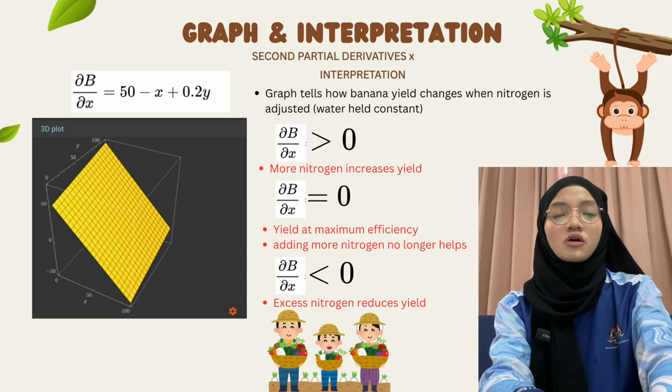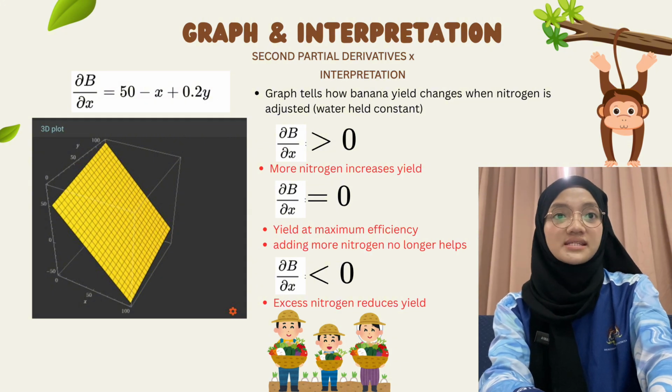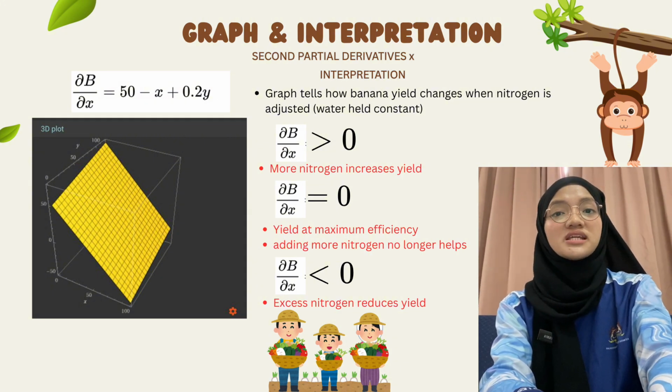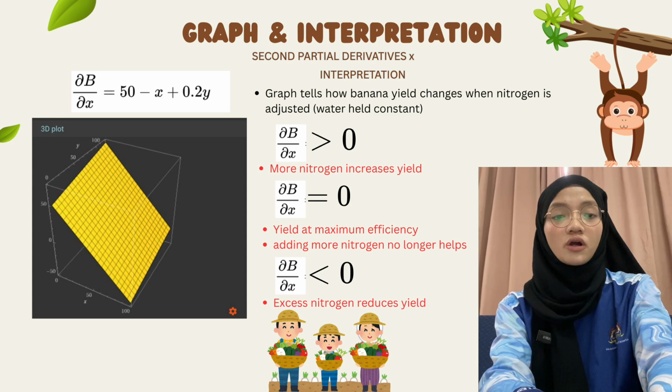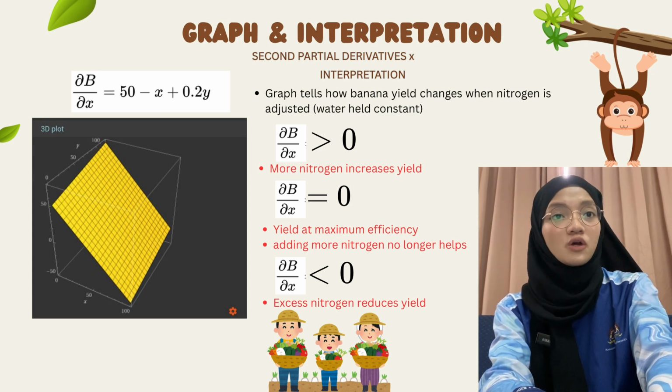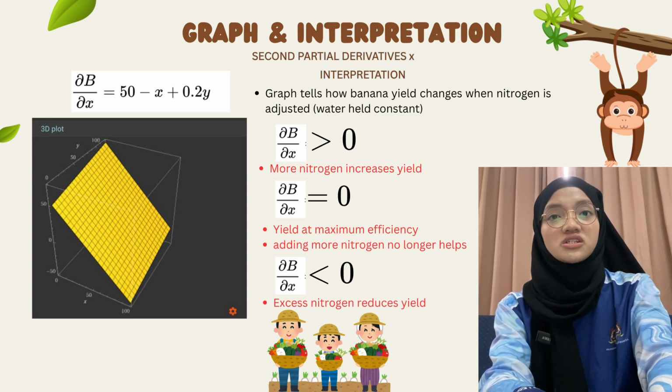First, when the slope is positive, which is greater than 0, increasing nitrogen leads to higher yields. This occurs when nitrogen levels are below the optimal point. Each additional kilogram will boost the production.